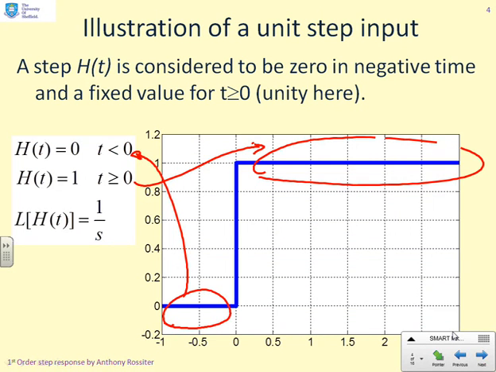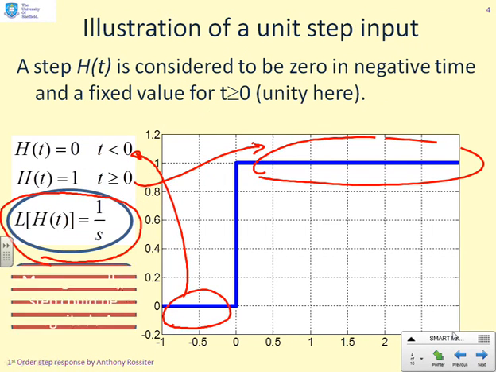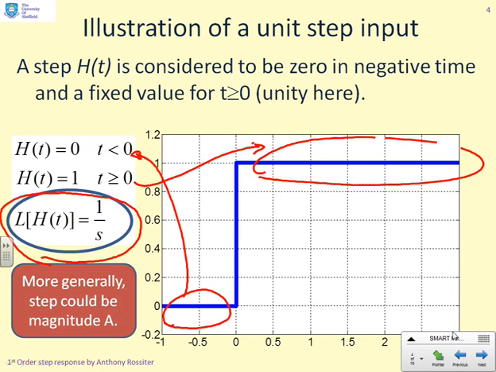Now, it's quite useful to take the Laplace transform of this signal, because often we will do analysis using Laplace transforms, and although I'm not going to derive it, we've put the answer down here for you. The Laplace transform of a step is 1/s. Now, in general, a step can have any magnitude. It may not be a unit step, and so if you have a step, for instance, of magnitude 5, then the Laplace transform would be 5/s.